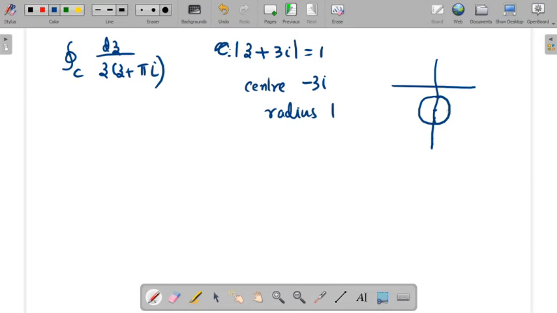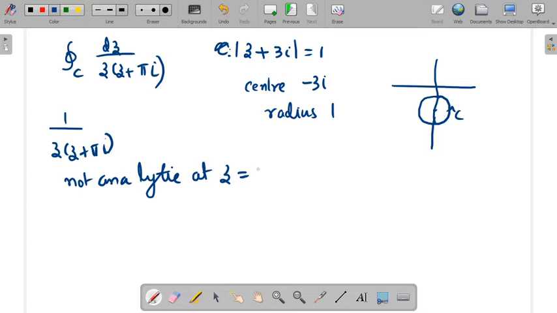Now if you look at the integrand, 1 by z into z plus pi i, this is not analytic at z equal to 0 and z equal to minus pi i. These are the 2 points where the denominator is 0: z equal to 0 and z equal to minus pi i. Now our question is whether these points lie within C. Obviously z equal to 0 is outside C.